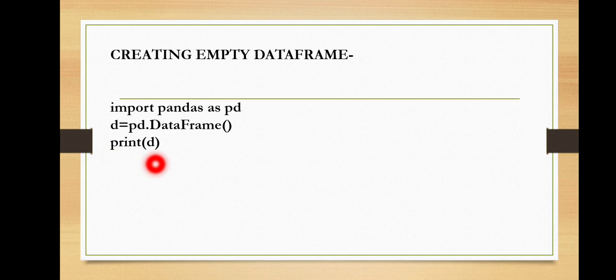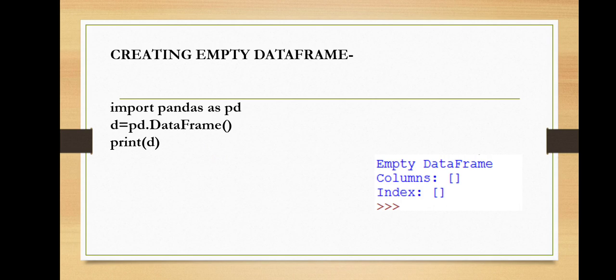So when I have displayed D, since I have not provided any data, it will create an empty data frame. See, the result will be something like this. Columns are an empty list and index is also an empty list, right?